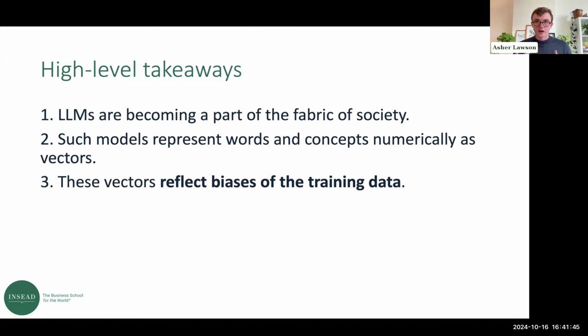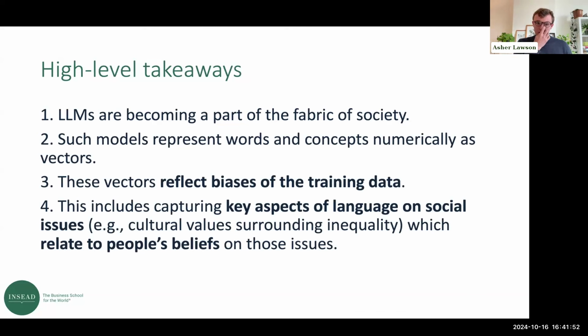It's not that the training alone can magically eradicate those biases. You should think of it as a mirror of society. And so we see that these vectors, as we displayed in my research, capture key aspects of language about social issues, such as cultural values surrounding inequality, but also any other type of social issue that people care about will be captured in those embeddings. And what is captured in that language does actually relate to people's beliefs on those issues.